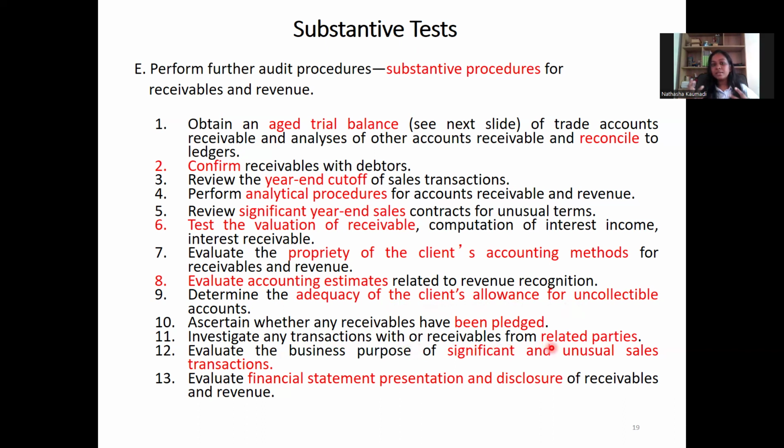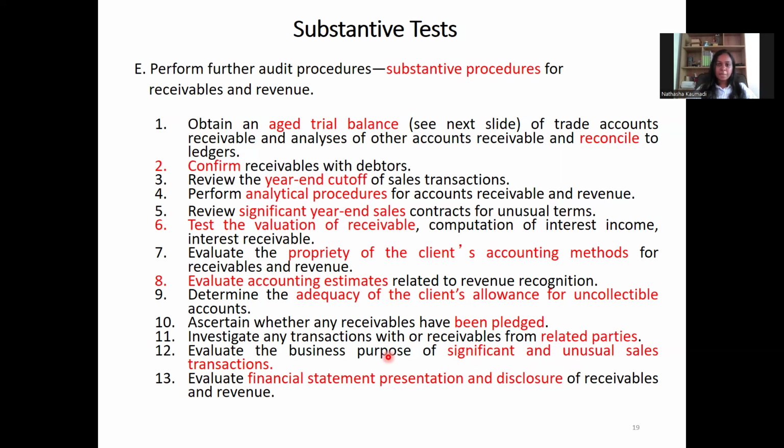There can be related subsidiary or parent companies. So you have to see whether there are any related party transactions. Evaluate the business purpose of significant and unusual sales transactions. Using Excel or whatever software, you have to analyze whether there are any unusual transactions.